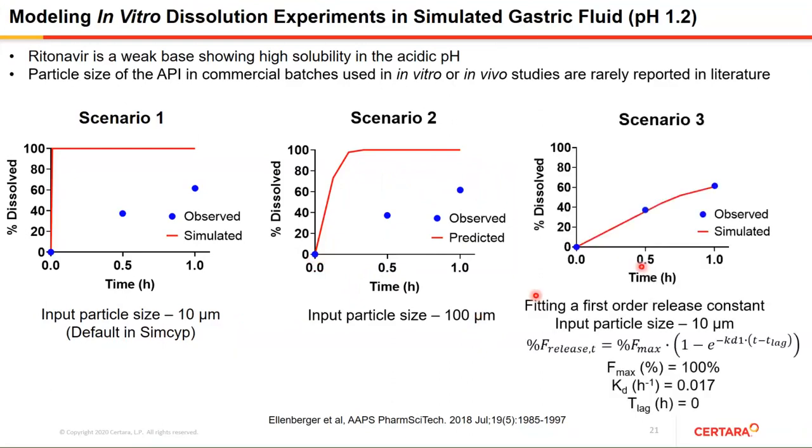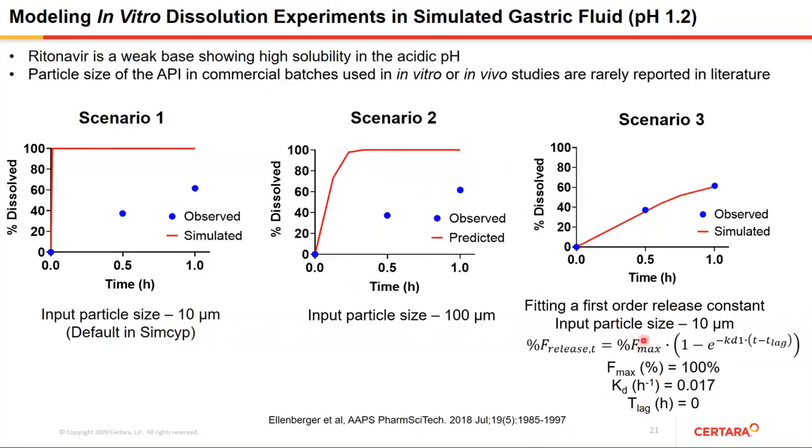So what we did is we fitted a first order release constant, which takes into account this polymer mediated release. This is an empirical way of handling the polymer controlled release. We fitted a first order release constant with an input particle diameter of 10 micrometer, and these are the results which we got. Depending upon what input parameter you are using, if we use 10 micrometer we get these parameters, and if we use 100 micrometer, you can end up with a different set of parameters, but it will still fit the data.